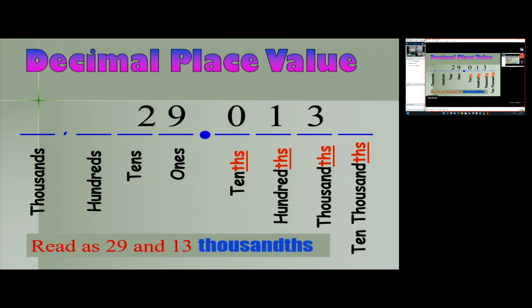Okay, this number is 29. The decimal point is "and". And this number is only 13, and the last digit is on the thousandths place. So that is 29 and 13 thousandths. Okay.